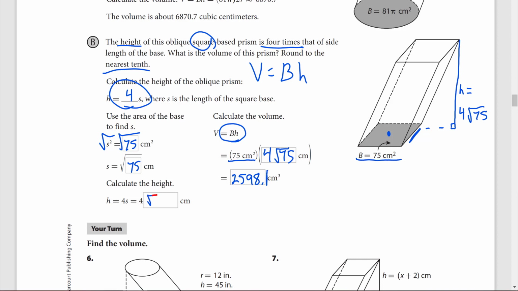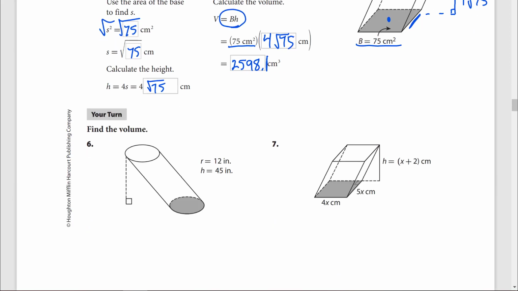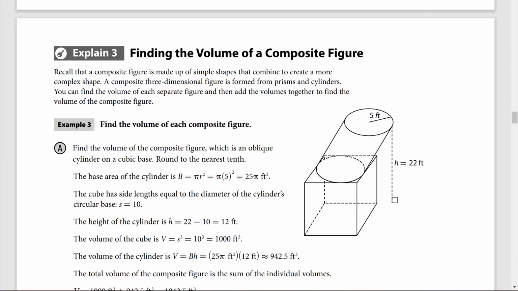All right, so again, that was just to fill everything out. You're just using your information to find your height in this case, and then you can plug into our volume formula. Let's move on to example 3.